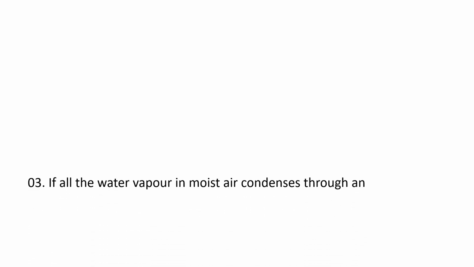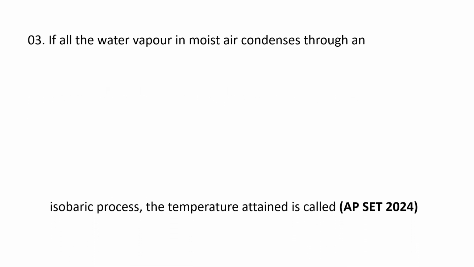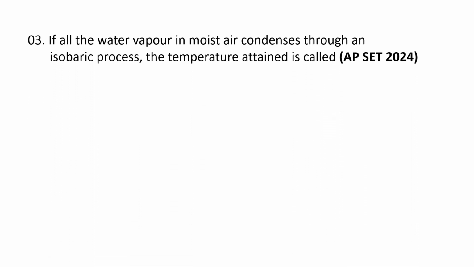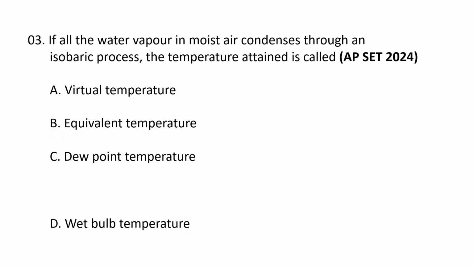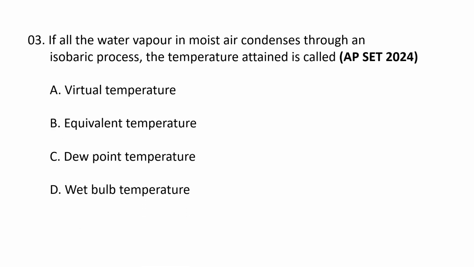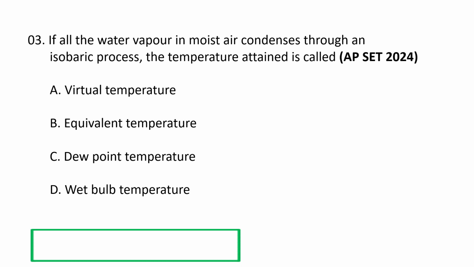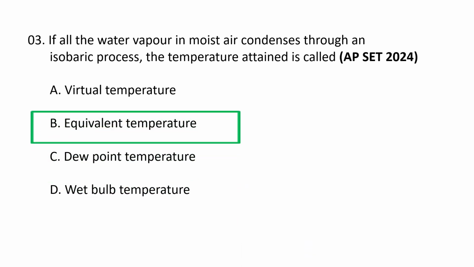Next question. If all the water vapor in moist air condenses through an isobaric process, the temperature attained is called A. Virtual temperature, B. Equivalent temperature, C. Dew point temperature, and D. Wet bulb temperature. So the correct option is B.